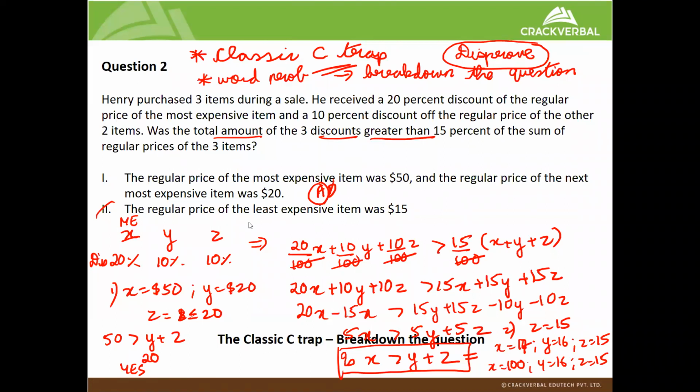What do you want me to explain in the last two lines, Sanjana? I've just manipulated algebraically, right? I've just taken all the x's to one side, y to one side, and then simplified the equation into a lower form. That's all. I canceled the 100 on all sides because 100 is a positive value. So 50 is greater than y plus z, right? So the question just asks me whether the most expensive item is greater than the sum of the regular prices of the least expensive and the next most expensive, right?